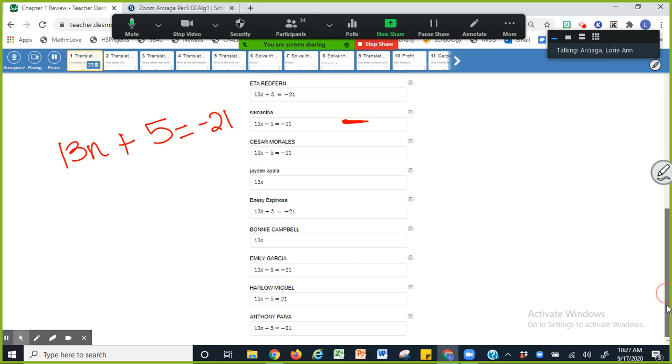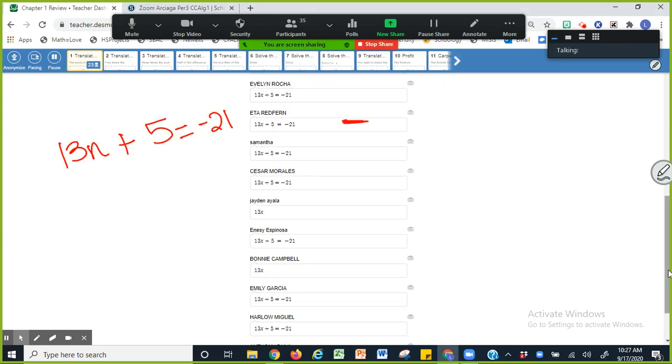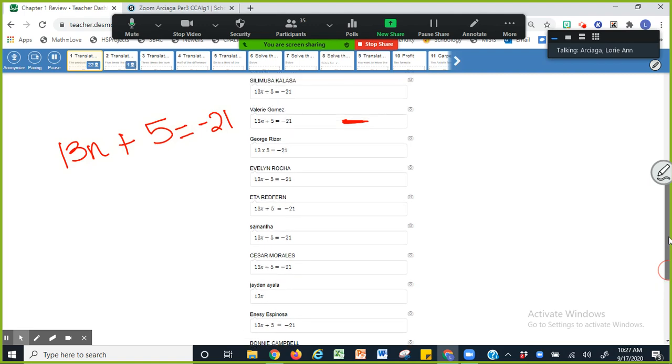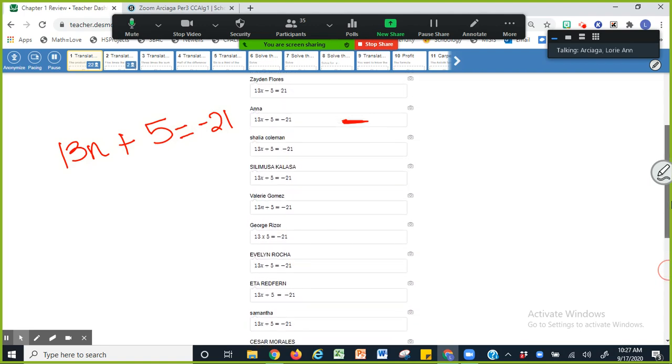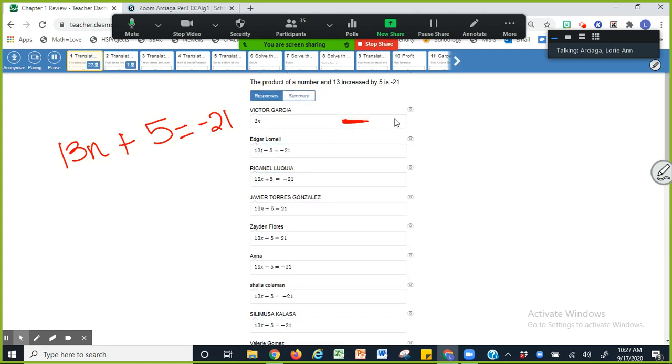Harlow, did you mean negative 21? Because I don't see the negative on the 21, my dear. So can you fix that for me? All right. Okay, I see Amaya and Jaden starting on their 13. Okay, good, good, good. All right. And then after that, once you've written the equation, go ahead and solve it.